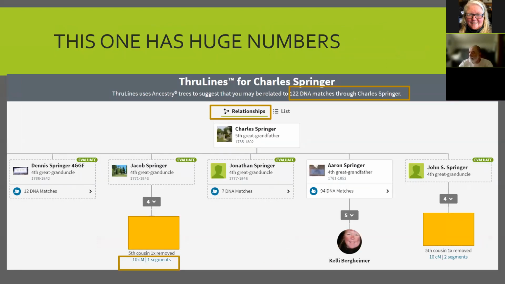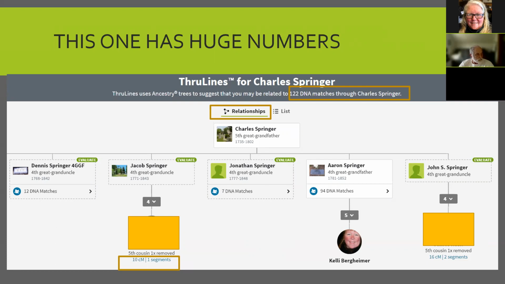This one has a huge number. This is my Springer line, again from Tennessee. This is Charles Springer, and ThruLines suggests that I might be related to 122 of my DNA matches through Charles Springer. Not at all surprising. Most of my Southern families, I have huge numbers of people I'm related to on multiple testing companies. So this isn't even just Ancestry. I have that at 23andMe, at MyHeritage, at Family Tree DNA, and even Living DNA. I have huge numbers of people from these Southern families.